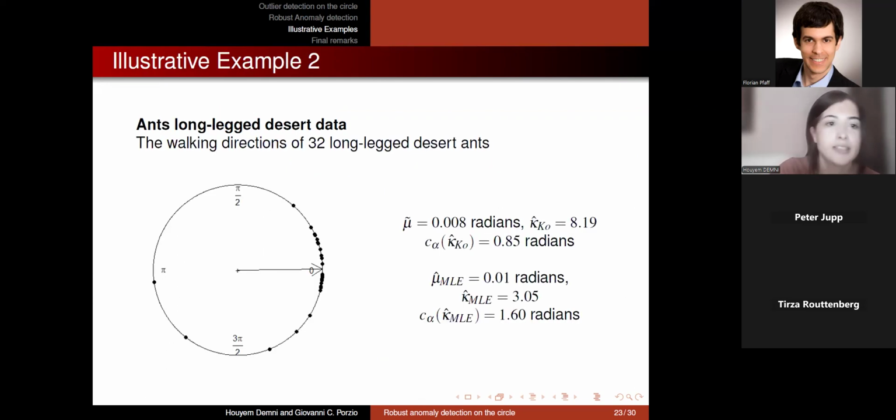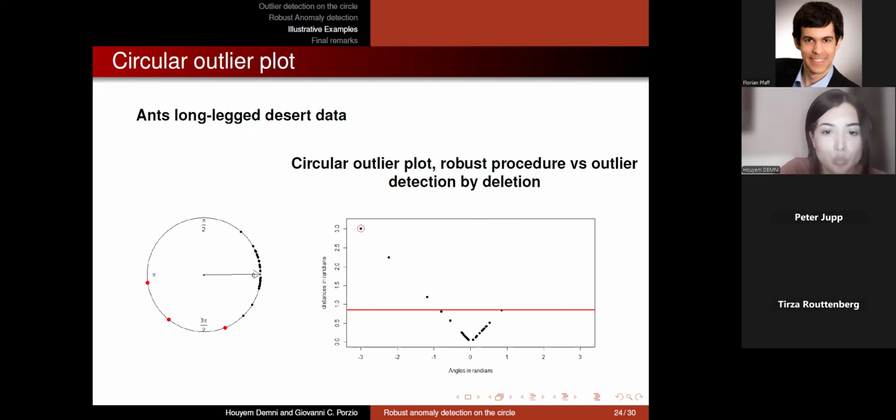Then the second example is about the walking direction of 32 long-legged desert ants. Using our robust outlier detection method, we have 3 data points that are detected as outliers. Meanwhile, using the C-stat, we have only 1 point detected as an outlier, and this is because the C-stat works only with single outliers.